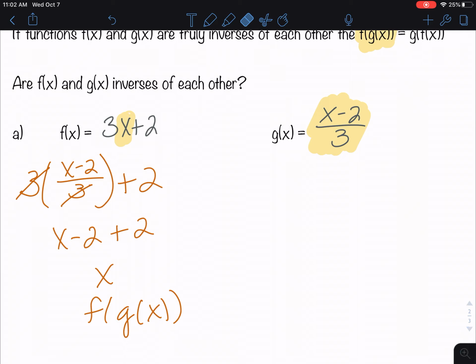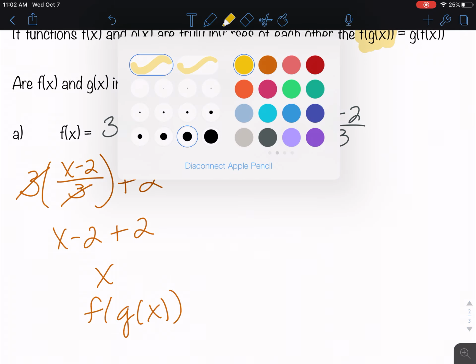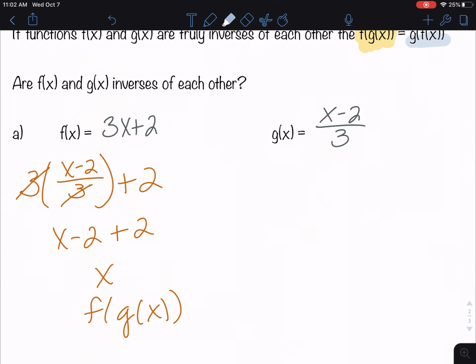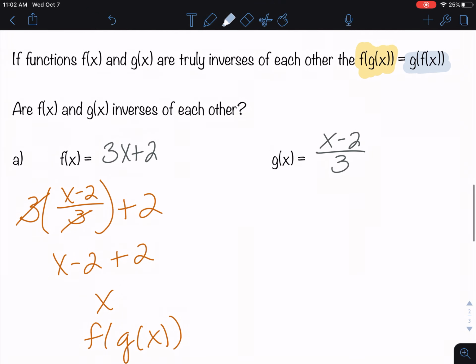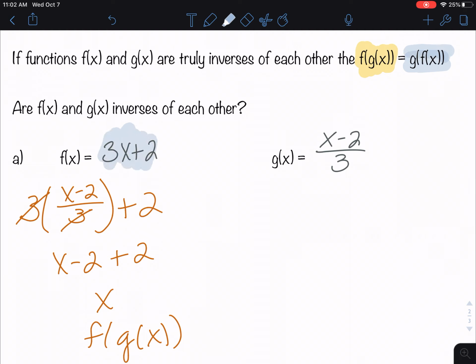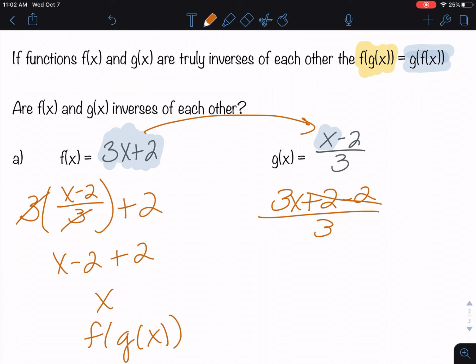To calculate my g of f of x, I'm going to take the f function and plug it into the input into the g function. So this will look like 3x plus 2 minus 2 divided by 3. My positive 2 and negative 2 are canceling out, and I am left with 3x divided by 3. My 3 and 3 also cancel out and turn into a 1, so I'm left with just x.